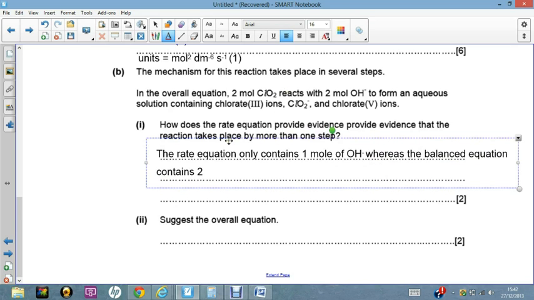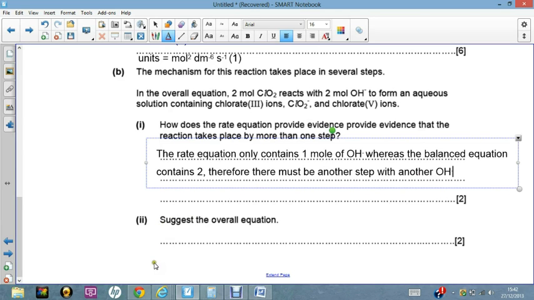Okay, so the rate equation only contains one lot of OH minus, because we've worked that out in part A, it's first order. Whereas in this question it says the balanced equation has 2 ClO2 reacting with 2 OH minus, so the two don't match together. So the rate equation only contains one lot of OH minus, the balanced equation contains 2, so there's got to be another step that uses that second OH minus.